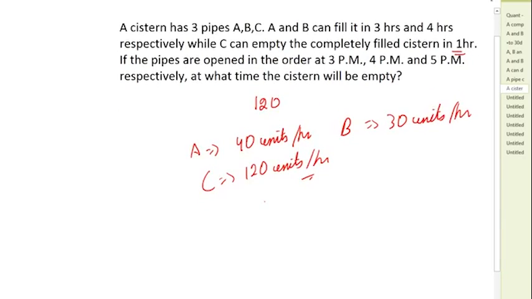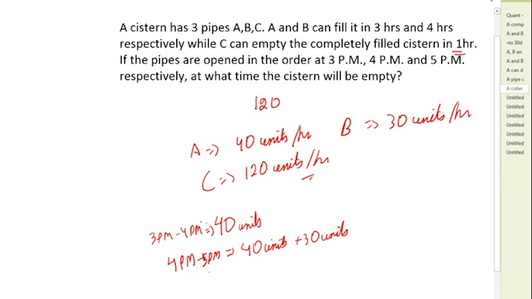The pipes are opened in order at 3 p.m., 4 p.m., and 5 p.m. respectively. So if you open it at 3 p.m., you have opened A. So A fills 40 units between 3 p.m. to 4 p.m. And then between 4 p.m. and 5 p.m., A fills 40 units and B has also been opened. So B fills 30 units more.